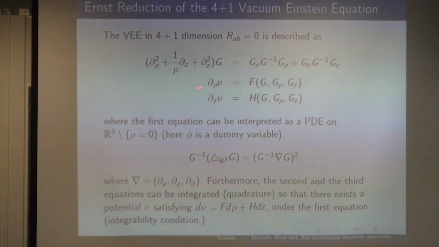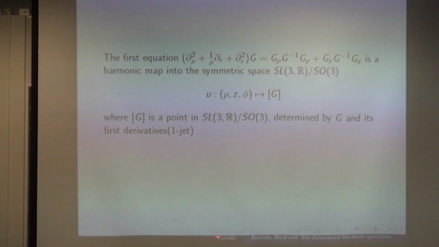And then the first equation depends on rho and z, but if you introduce this dummy variable phi, then you can identify the differential operator here as the Laplacian of R3. So the punchline is that this first equation can be identified as the harmonic map equation where the domain is R3, expressed in a cylindrical coordinate system rho, z, and phi, where phi is the dummy variable, into a point in SL3R over SO3.